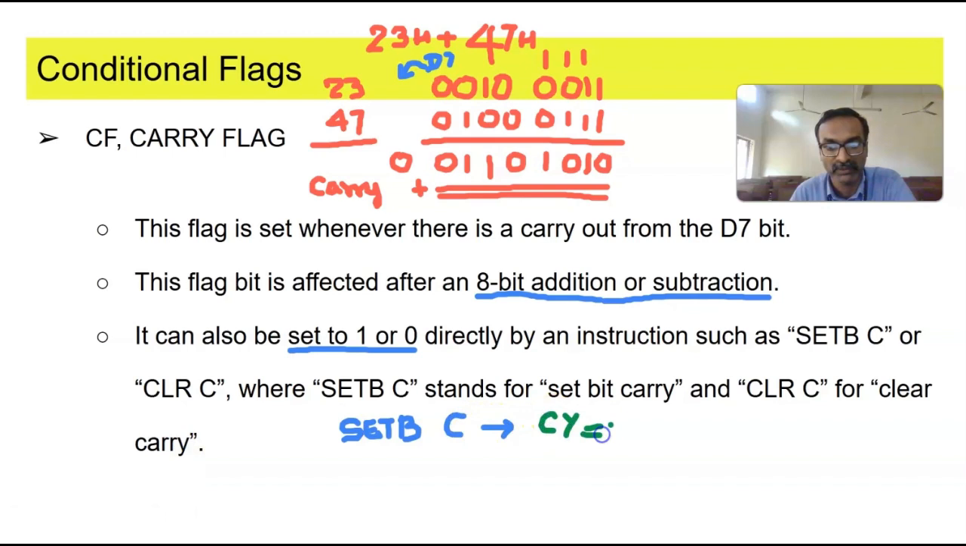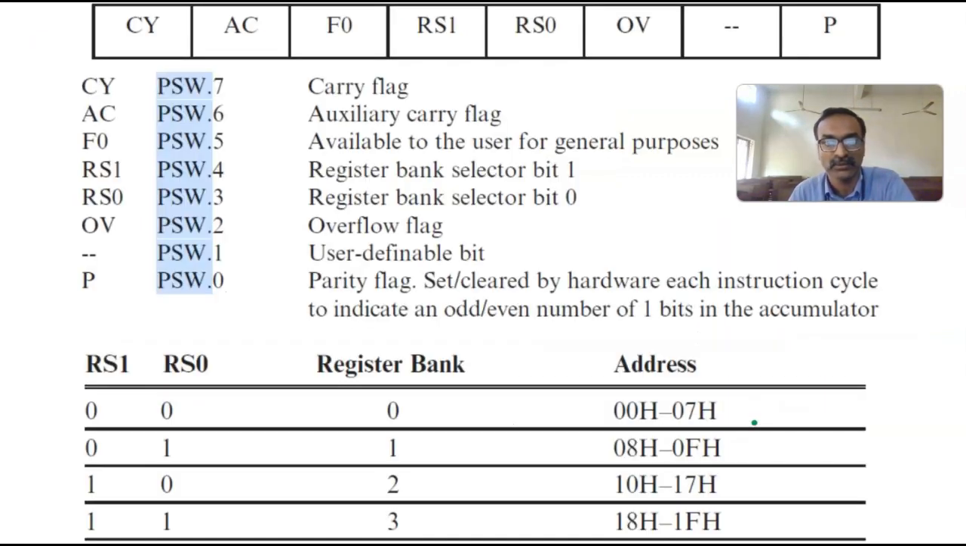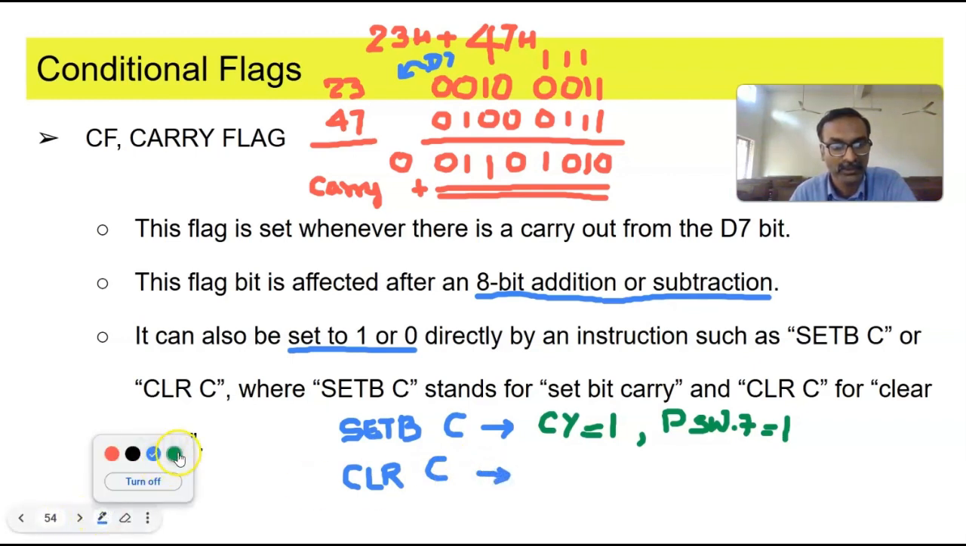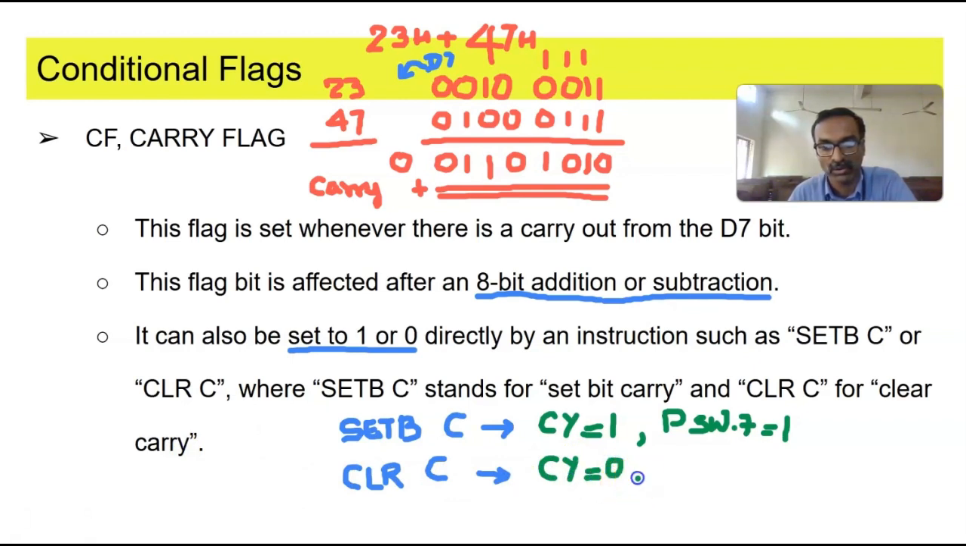So then CY will be equal to 1. Otherwise it is PSW dot 7, that is what we saw last. PSW dot 7 will be equal to 1. This is setting the value. You can also clear, CLR C. That means the carry flag will be cleared. So the carry flag value will be equal to 0, or I can say PSW dot 7 is equal to 0.